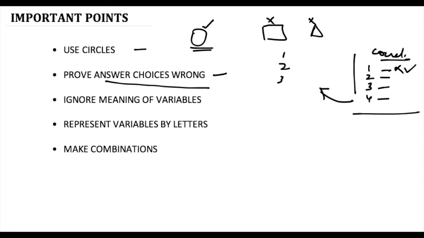Third is ignore meaning of variables. You will always be given variables like dogs are cats.